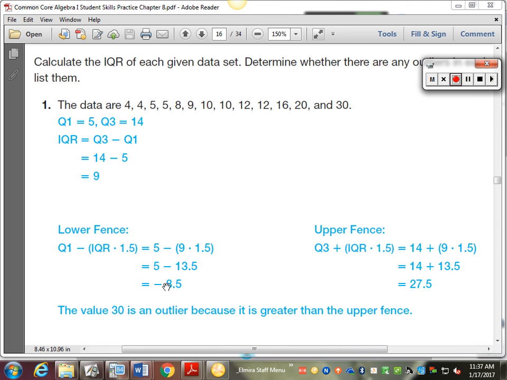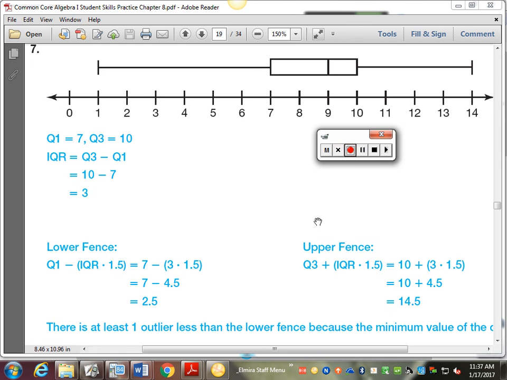Then once you have your lower fence value and your upper fence value, you're going to go back and look at the data. Okay, now if my lower fence is negative 8.5, that means I would need a low value, the minimum values, the lower values to be less than that. So any values less than negative 8.5 would be considered an outlier. 27.5 is the value of the upper fence. So anything higher than that, for example 30, is considered an outlier.